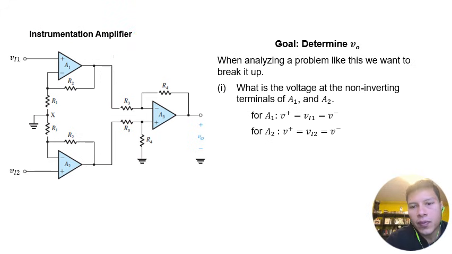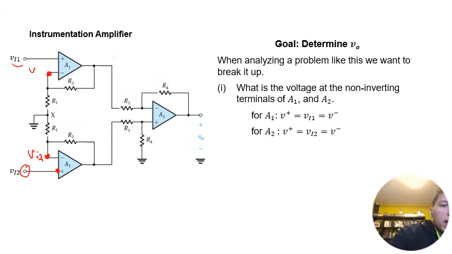Okay, so the first thing is, what is the voltage at the non-inverting terminals of A1 and A2? So if you look at this one, VI2 is connected to the plus terminal, so we know that this has to be VI2. And then we have that VI1 is connected to this terminal, so this has to be VI1. So basically, VI1 would be the voltage at terminal A1. Okay, cool.